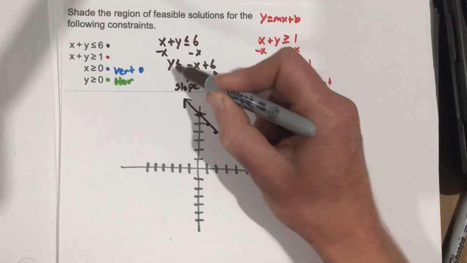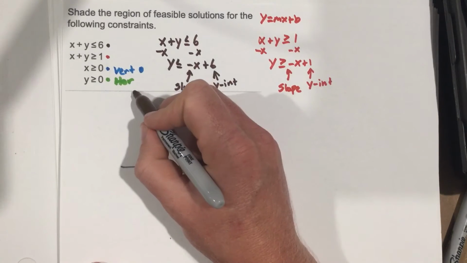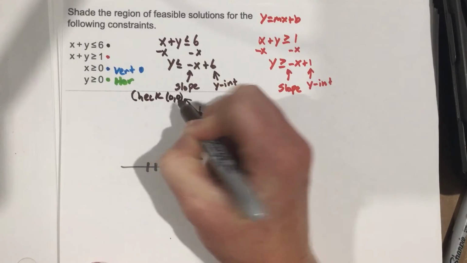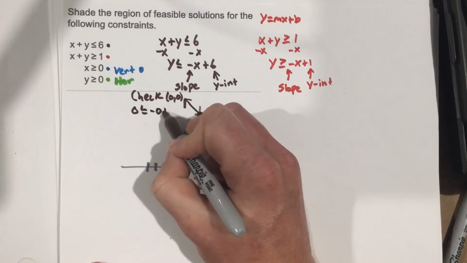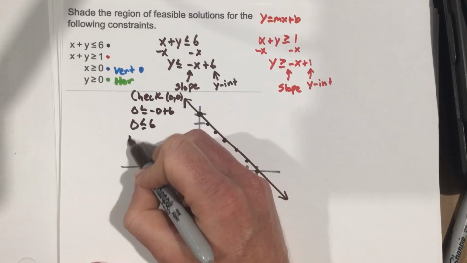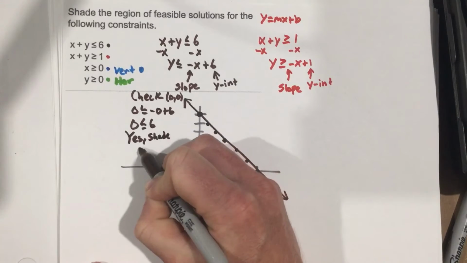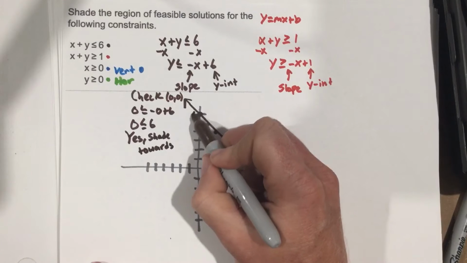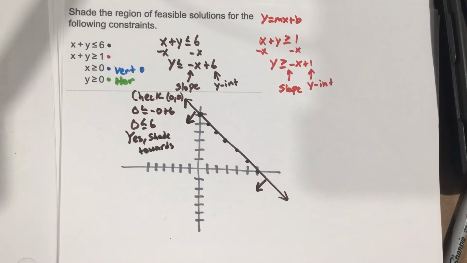And they say to shade less than or equal to, that's underneath here, but we can check it. So let's go ahead and check that. We'll check 0, 0. When we do that, we get 0 less than or equal to negative 0 plus 6. 0 less than or equal to 6. That's true, so yes, shade towards. So we're going to shade this direction. Let's graph the other one.